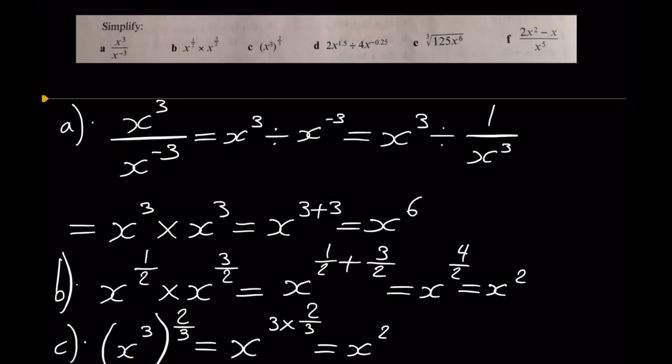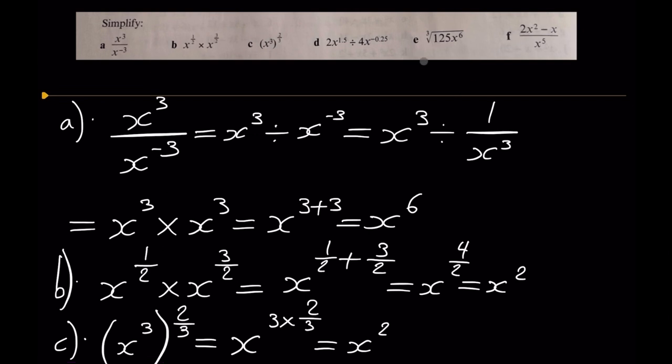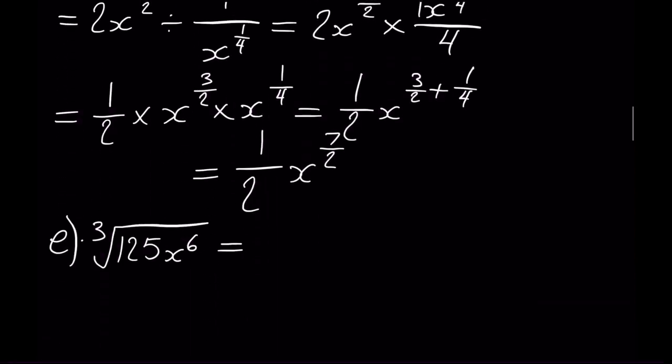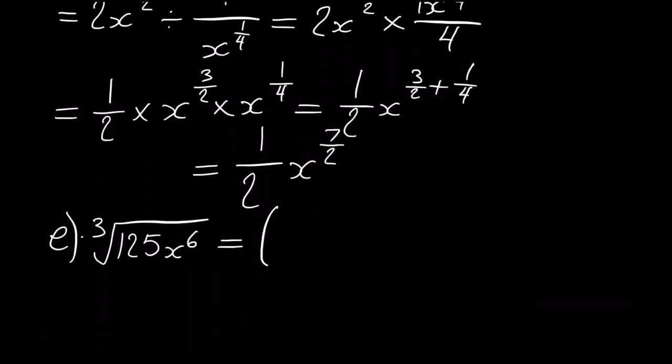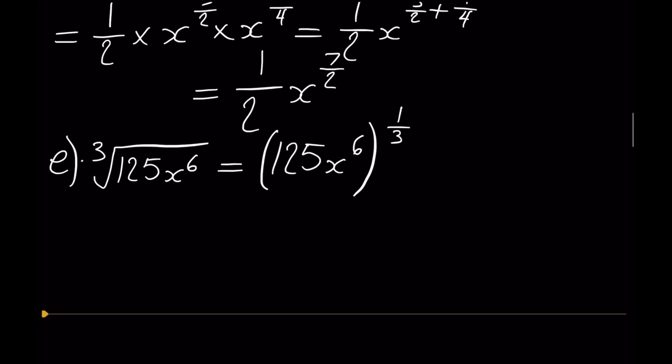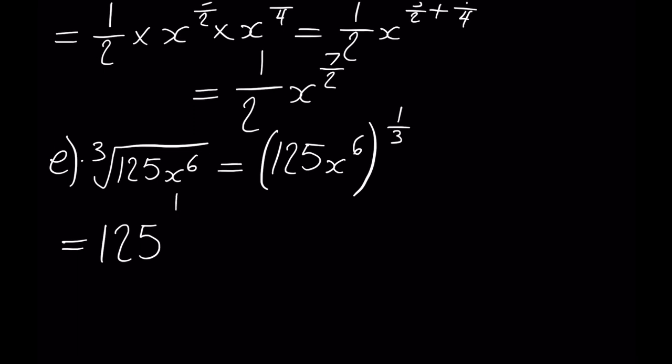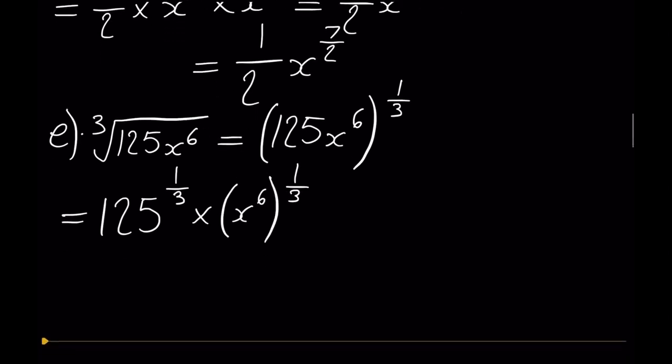Okay, and now for part E, we've got the cube root of 125x raised to the power 6. So I think it would be useful to rewrite this as 125x raised to the power 6, all raised to the power 1/3. And now we can use one of the index laws we looked at in the previous video and rewrite this as 125 raised to the power 1/3 times x raised to the power 6, all raised to the power 1/3.